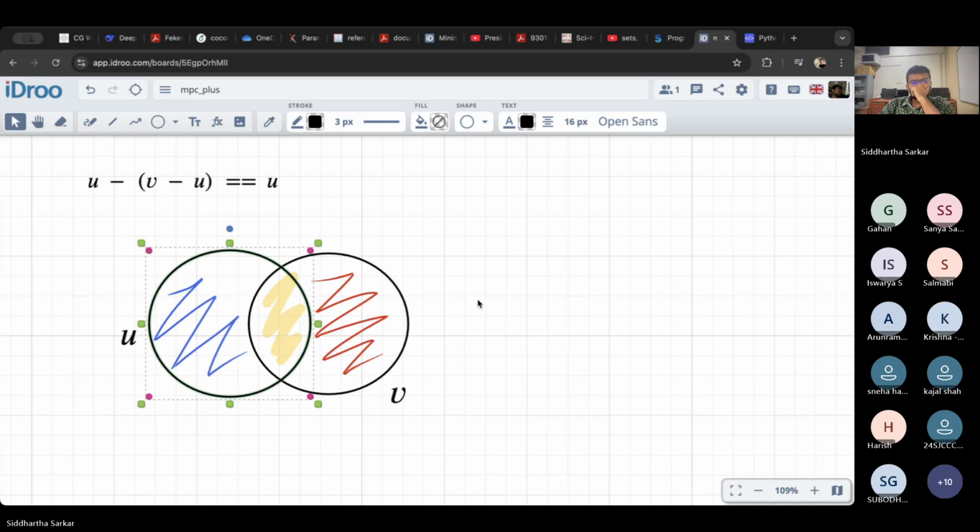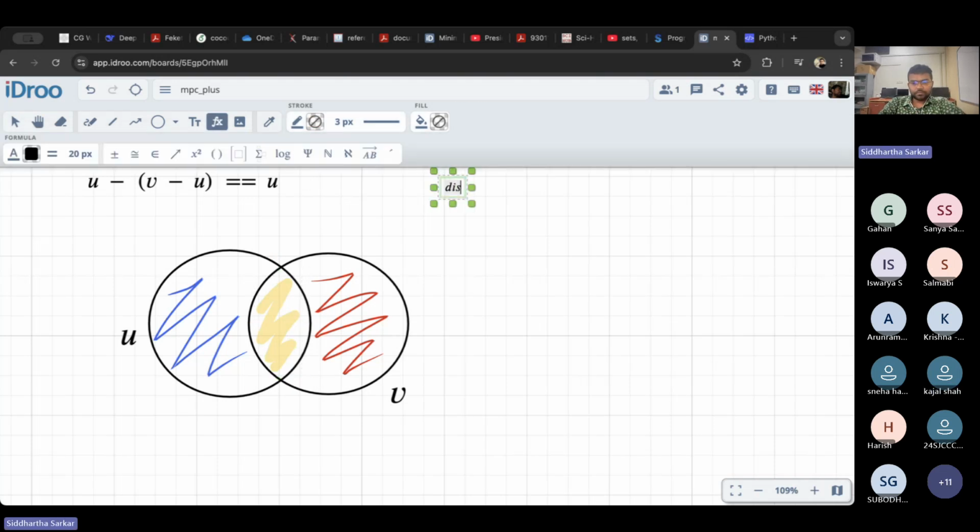Yes. So they should be disjoint, right? I mean, what is the meaning of disjoint? Disjoint means there is no common element. So what does disjoint mean?